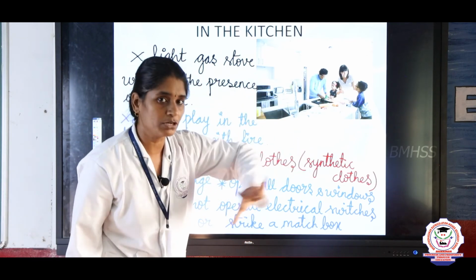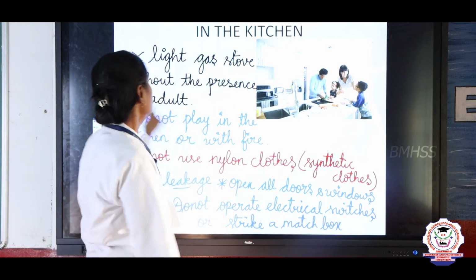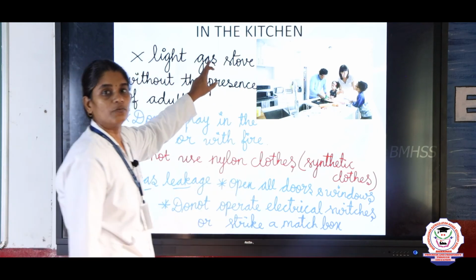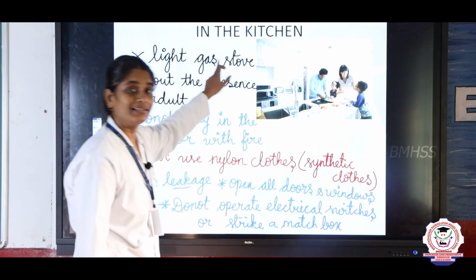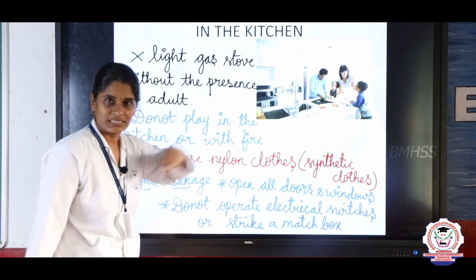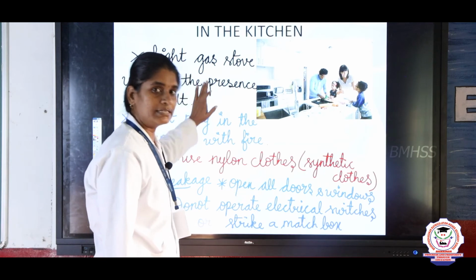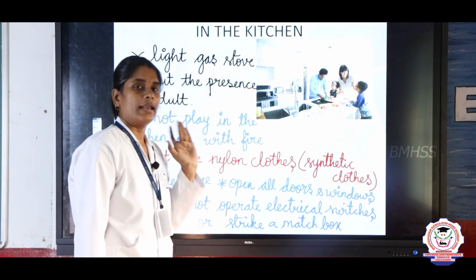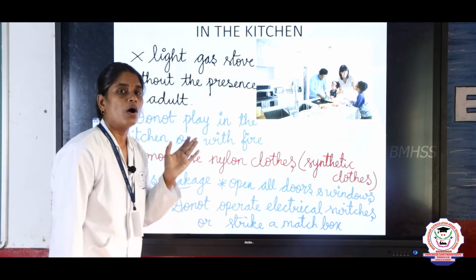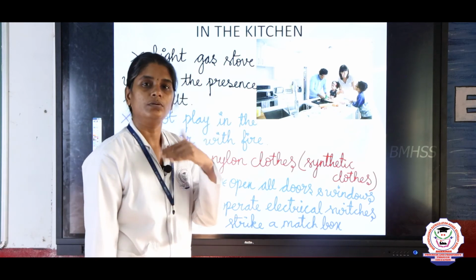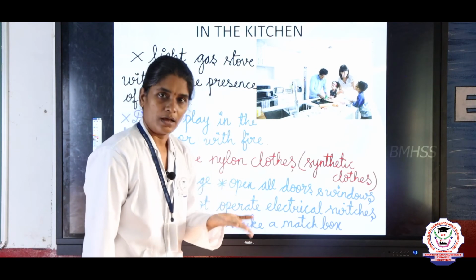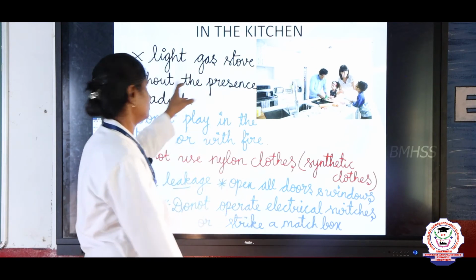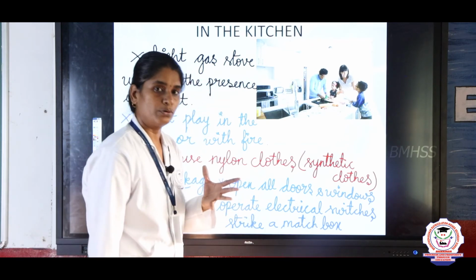So, what are the safety rules that you must follow in the kitchen? So, first thing, do not try to light the gas stove without the presence of an adult. So, when the adult is there only, you can try to light the gas stove, or you can ask the adult to light the gas stove, right. So, you should not try to do all those things.